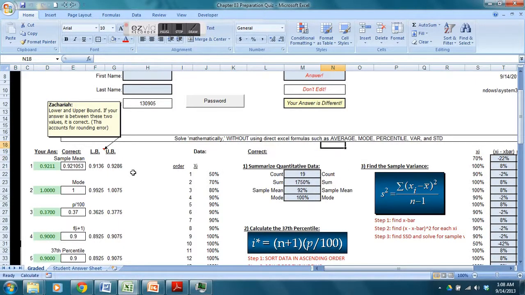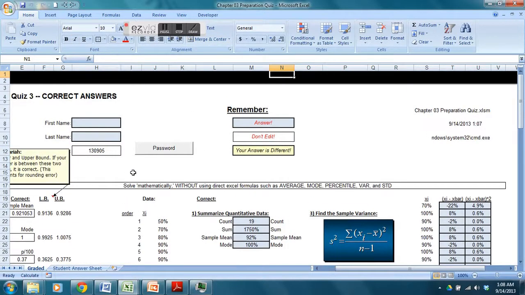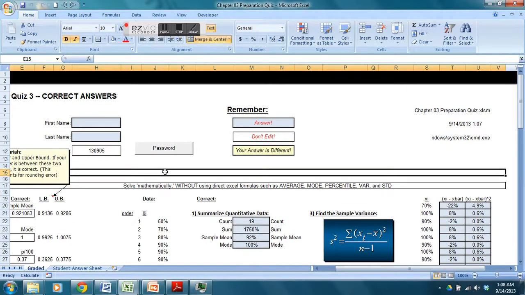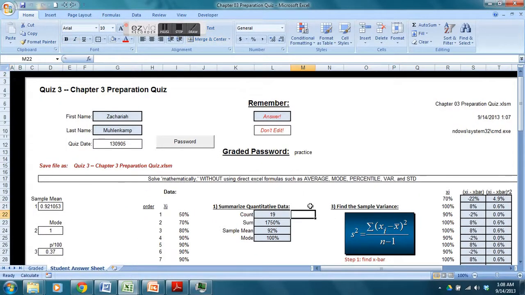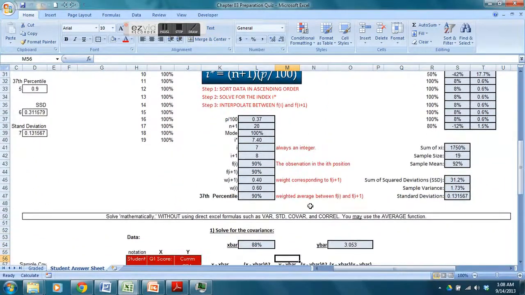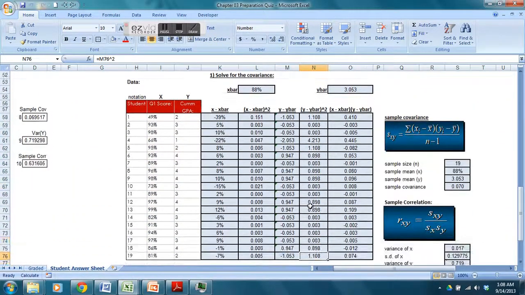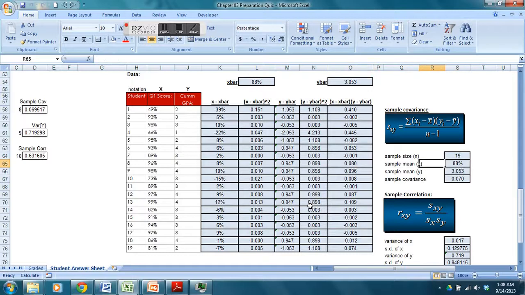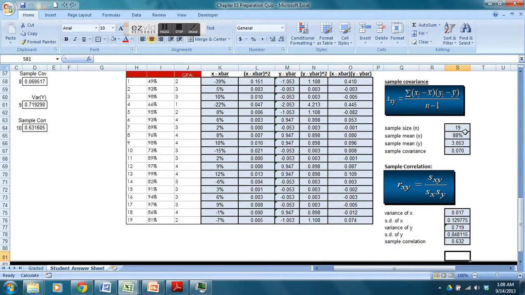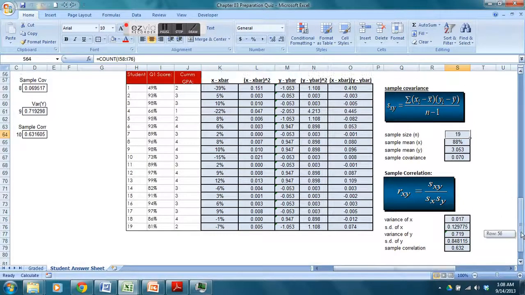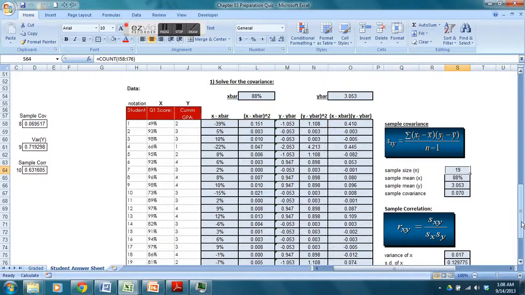So now let's go back to the student answer sheet, and let's suppose we had a wrong answer. Let's say down here, or let's just do right here, sample size n, let's say we got that wrong for some reason, we put 15 instead.